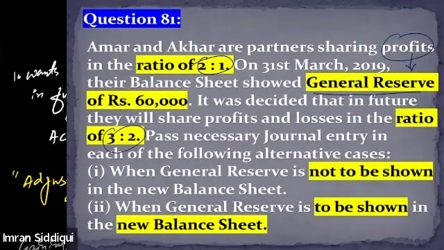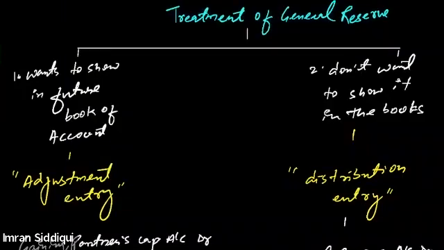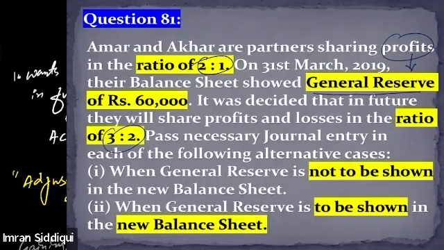All right. So now please note this down quickly so that we can start with the question. Please note this. And in this question, both the entries are required. See, the question is saying, firstly, we need to treat the general reserve considering that the partners have decided not to show it in the future books of account in the new balance sheet. And situation number 2 says that general reserve is to be shown in the new balance sheet. So for the first, we will do the distribution entry, and for the second, we will do the adjustment entry.